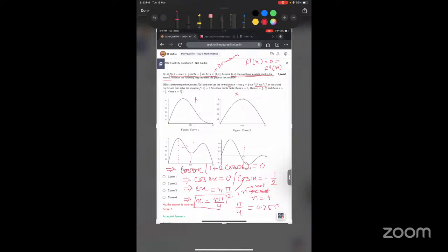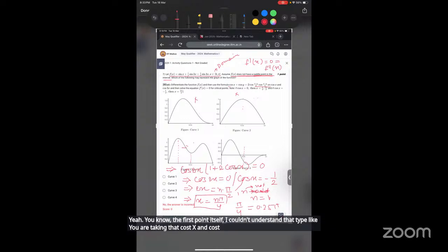The first point itself, I couldn't understand at that time. But you have to take that cos x and cos 3x, for adding, using the cos a plus b formula. Yeah, now understood. But coming here after doing this, is it fine? Because we have something by 2 and we want an integer number, right? So either we will take 2 even numbers or we will take 2 odd numbers, right? Now how are we discarding option 4?